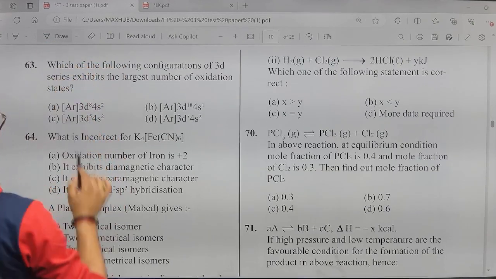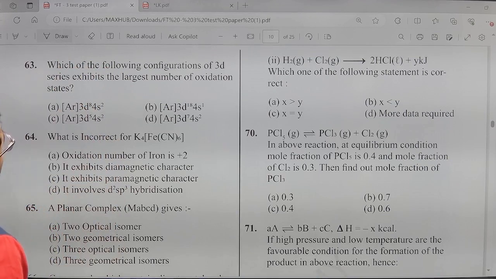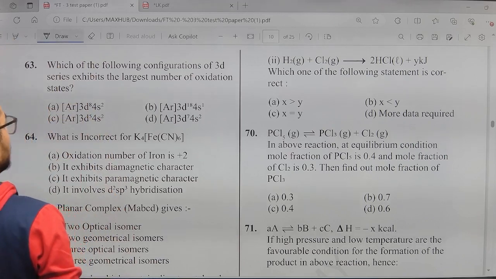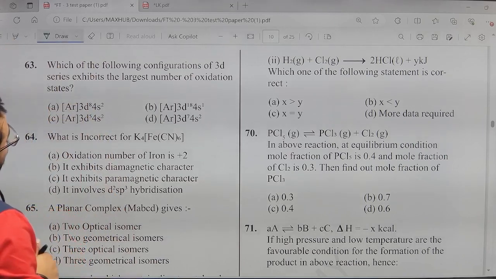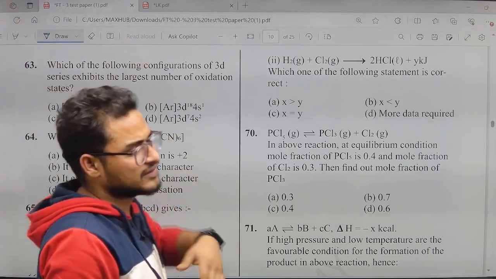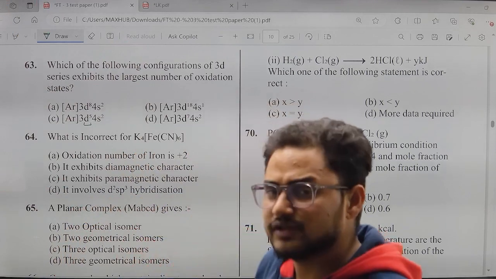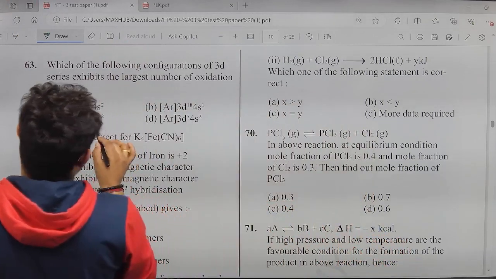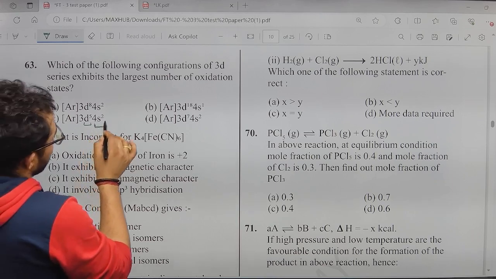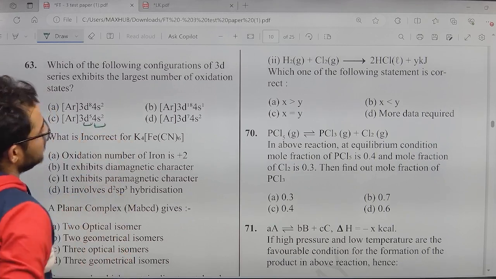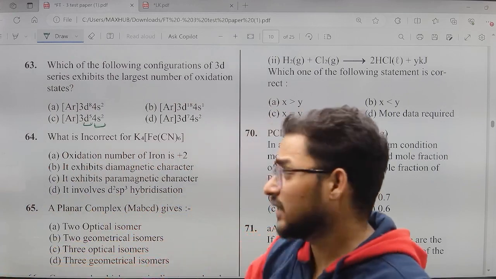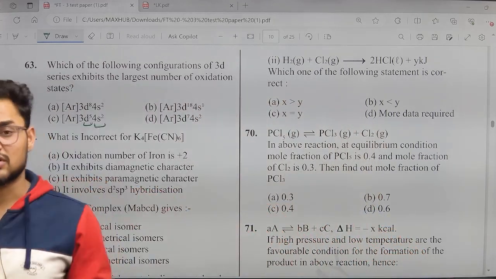Now question number 63. Which of the following configurations of the 3d series exhibits the largest number of oxidation states? You know, this is the element. By the way, it is a factual question, but I'm also telling the reason why this element, manganese, is the right answer here. 2 electrons can be removed, and if the 5 electrons are also removed, it can show the +7 oxidation state. It is manganese, right? That will be the right answer for the 63rd question.